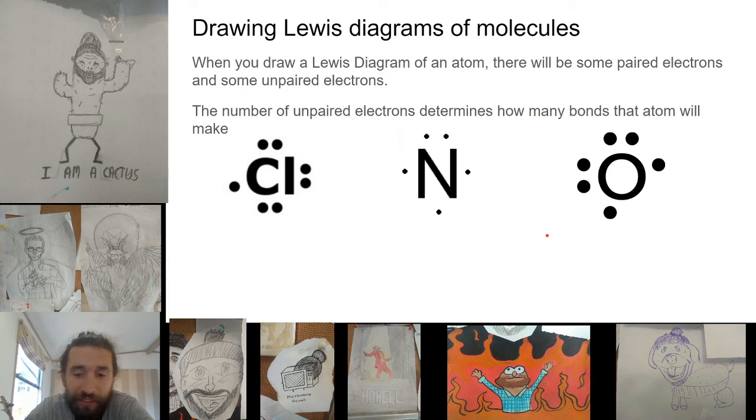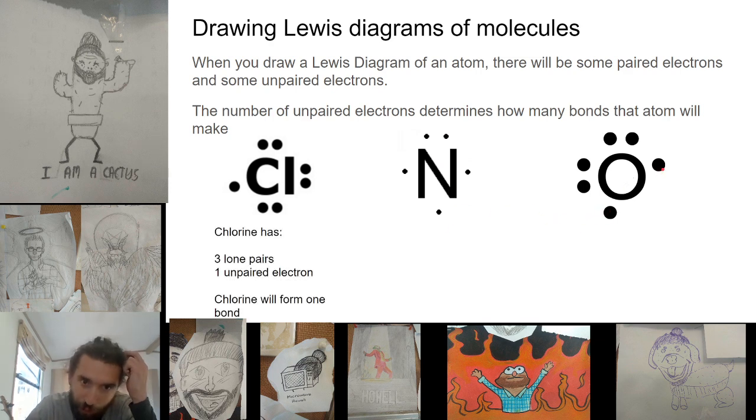What these unpaired electrons want is to get another electron and form a bond, so they'll have a full outer shell. Chlorine just needs to bond with one thing to get its 8 electrons. Nitrogen is going to have to bond with 3 things to get its 8 electrons. Oxygen is going to need to bond to 2 things.